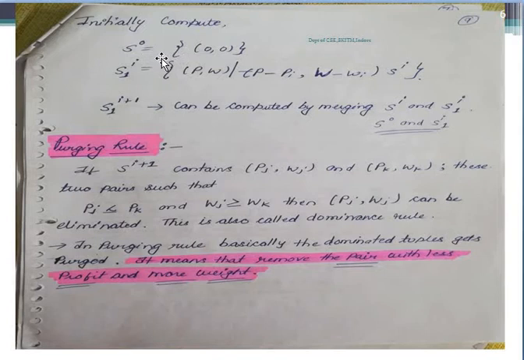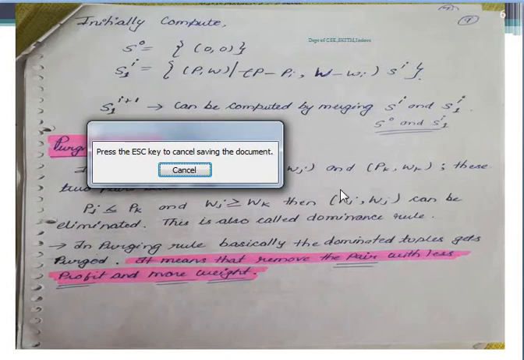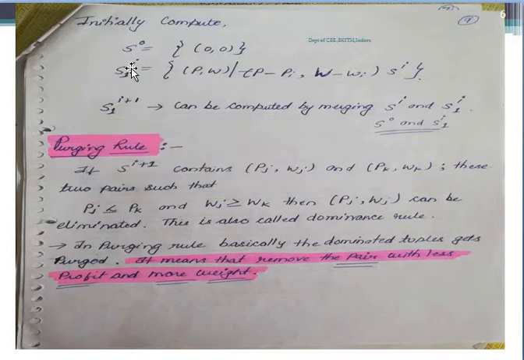Initially, we are computing S naught, the sequence of decision. This S naught is representing the sequence of decision S naught. After that S1, we are computing S i plus 1, 1. So we are solving this with the help of the set method.